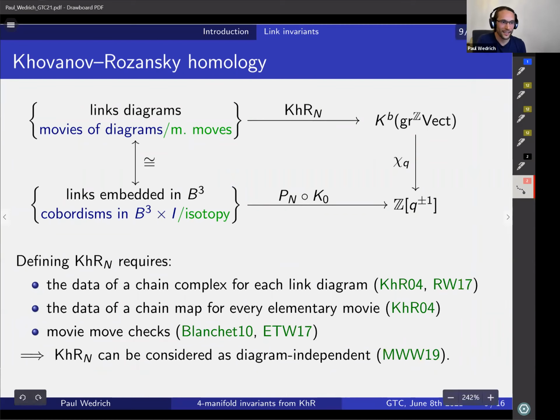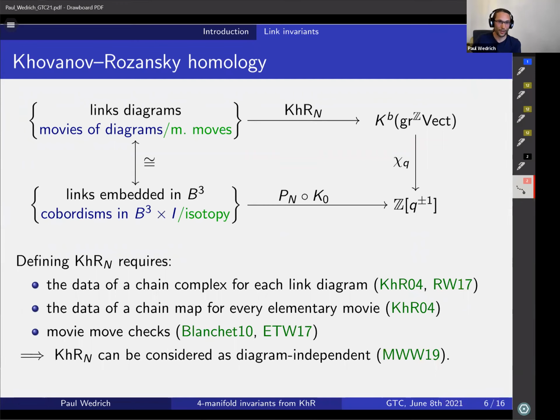Here is an expanded view on what these Khovanov-Rozansky link homology functors are and how they're set up. I said they are functors from links in 3-space to some category of chain complexes and chain maps up to homotopy between them. It turns out it's actually not defined on that. Instead, it's defined on a combinatorial model of this category of links embedded in B^3, namely a category of link diagrams, which model links, and the cobordisms between links are modeled by movies of diagrams.